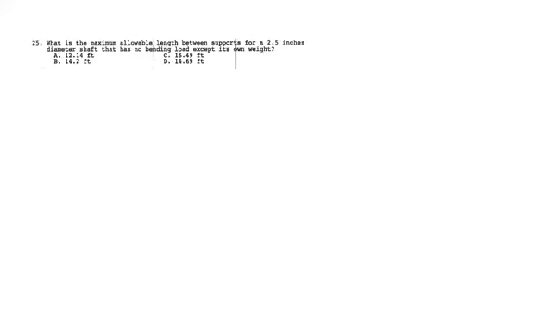The next, number 25: what is the maximum allowable length between supports for a 2.5 inches diameter shaft that has no bending load except its own weight? So, our length is equal to 8.95 times diameter raised to 2/3. The length should be in feet and the diameter in inches. This is our formula for shafting when it says no bending load except its own weight.